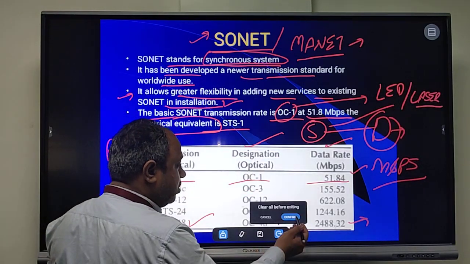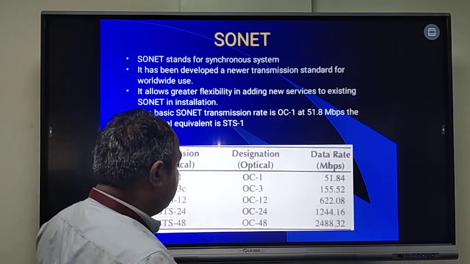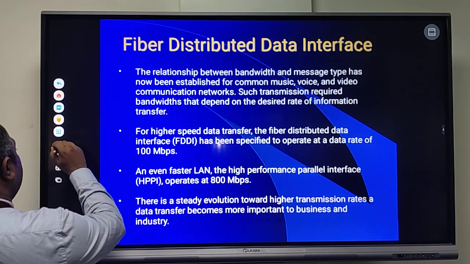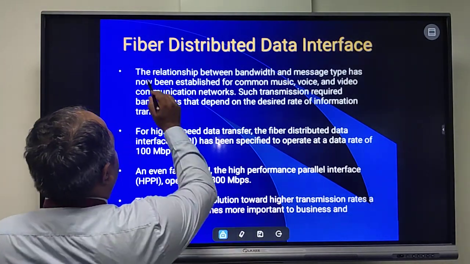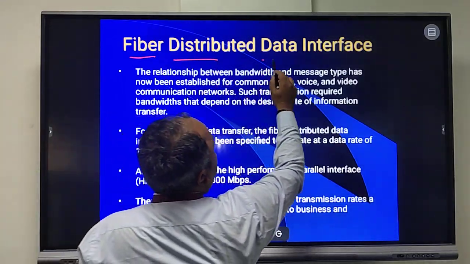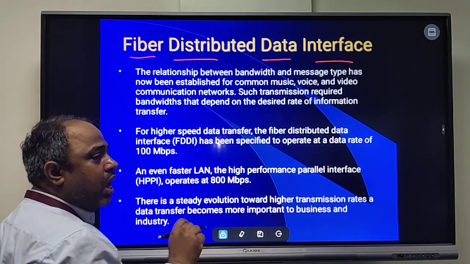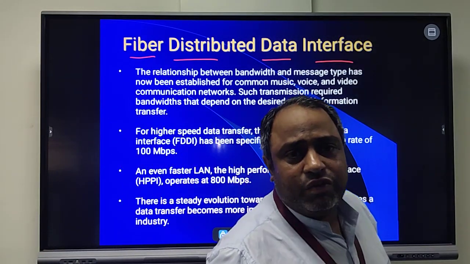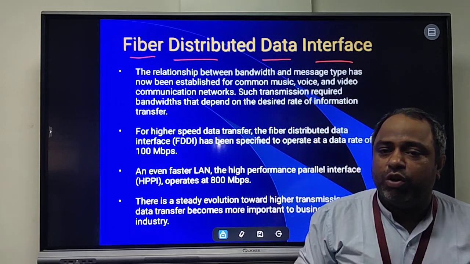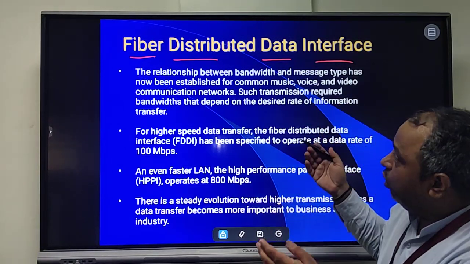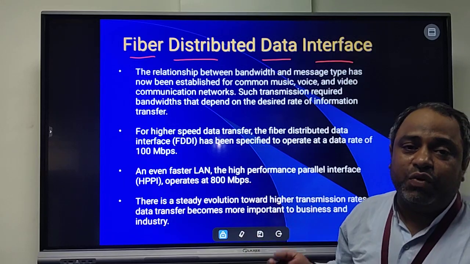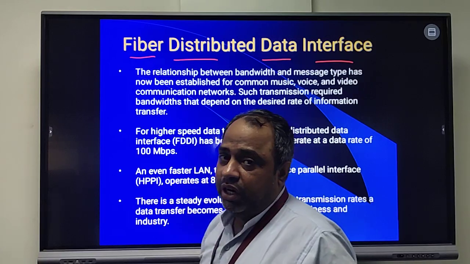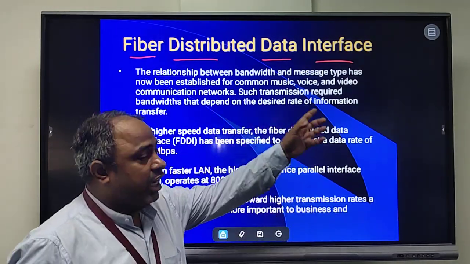Now we are talking about the next strategy in optical communication: the Fiber Distributed Data Interface. It means how the data is to be transferred, how data is to be interconnected to each other, how data can travel from one side to the other side, how the data will be shared from one side to the other. How the fiber is distributed, how the data I send from the source reaches the destination, is to be defined by the Fiber Distributed Data Interface.